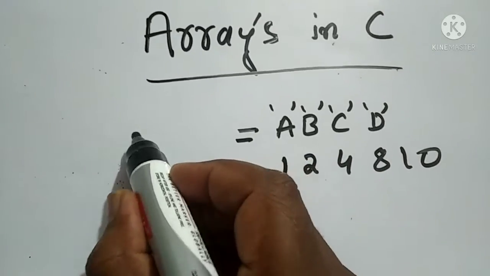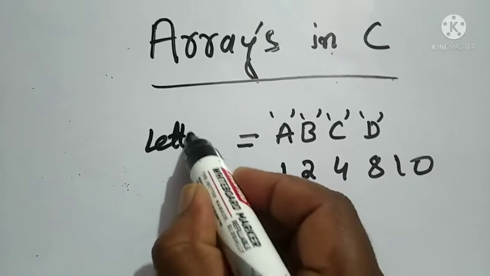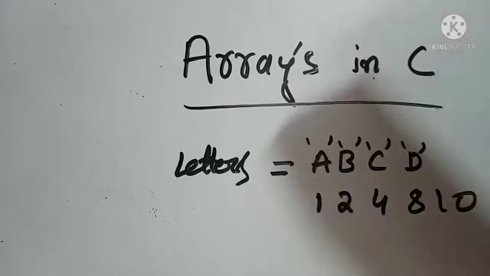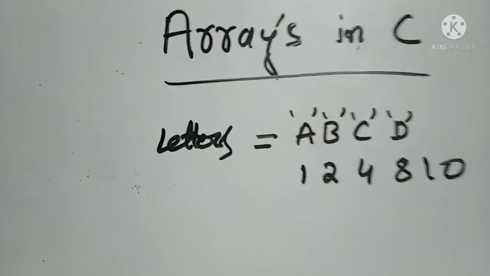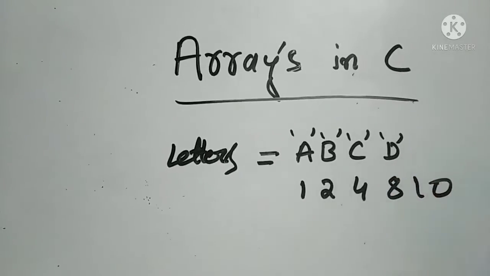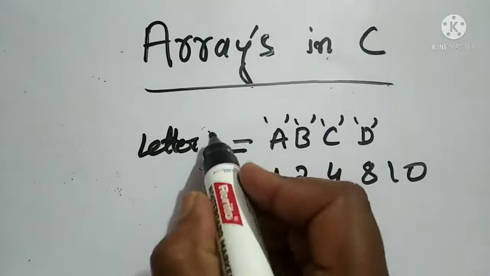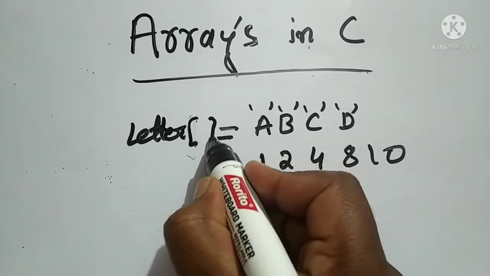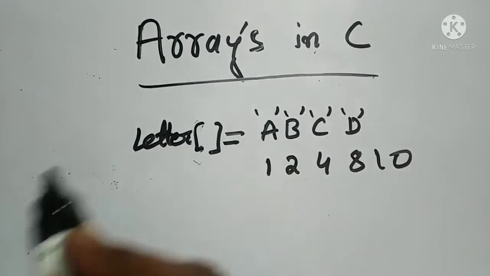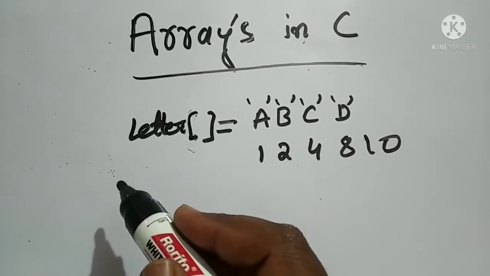For example, I'll rewrite this. Letters is a variable of the same data type. For this letters variable we give A, B, C, and D. In order to give these values, I'll use braces. So all these data will be assigned to the same name. A, B, C and D are all assigned to a name called letters.